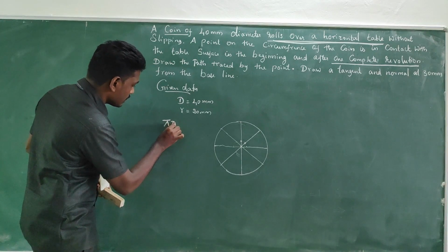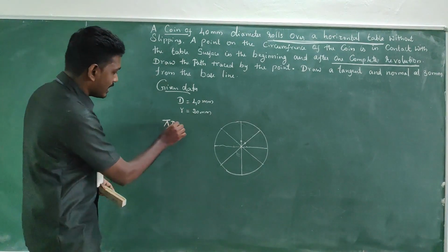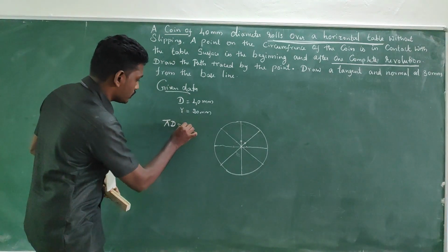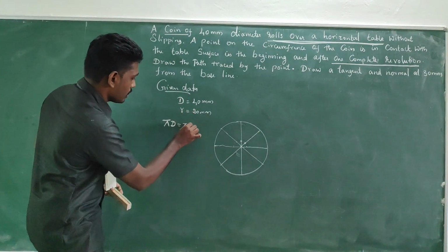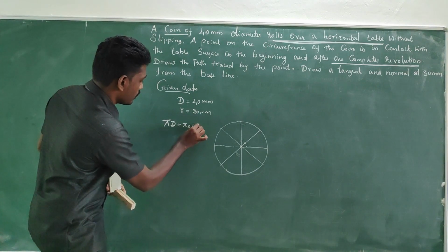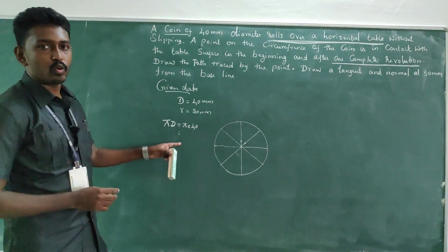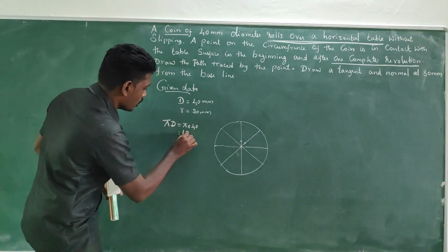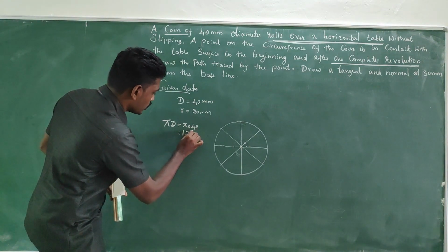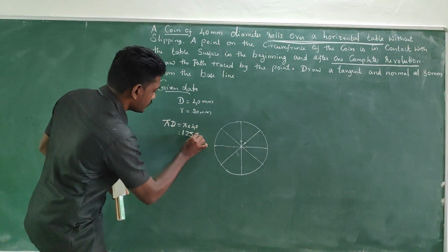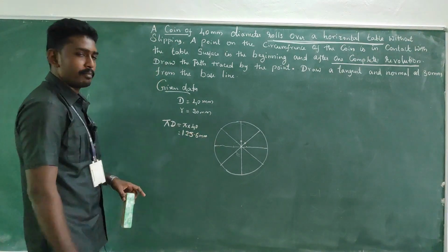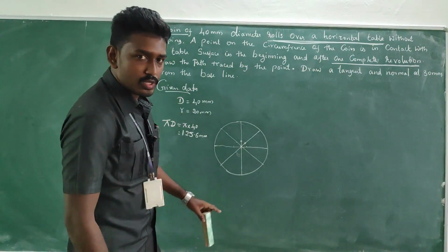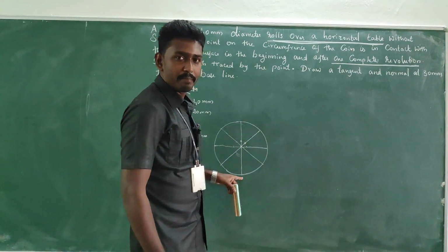we must take the length pi into d. Pi into d, that means pi into 40, pi in the sense 3.14 into 40. If you do the calculation, you will get 125.6 mm. Okay, so next thing is we must draw the platform.